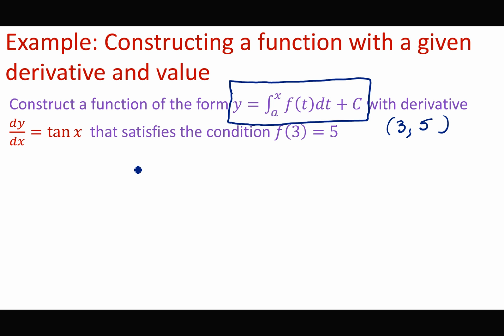I want a function in this form, going from a to some x value. My only x value I know is 3, so I'm going to say 3 to some x value. I wouldn't use the y there because remember, my interval is right along the x-axis, so I'm only thinking width. I'm moving horizontally, so it's 3 to some x value. F of t, what would be my function in terms of t?